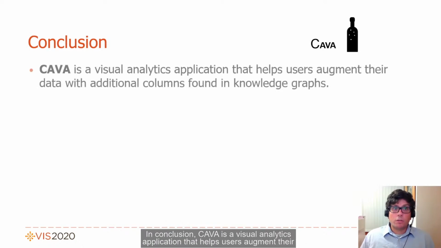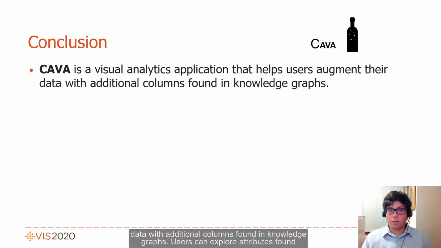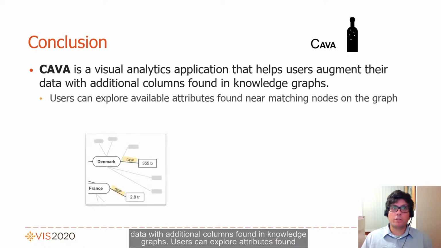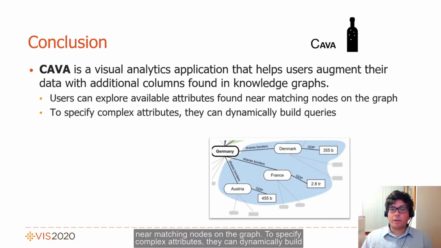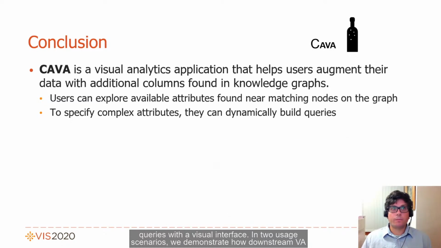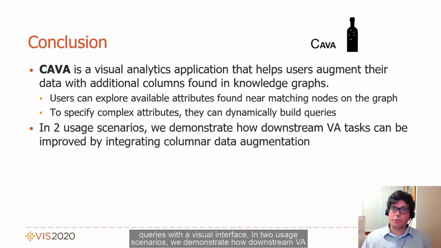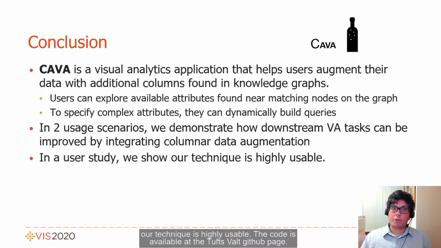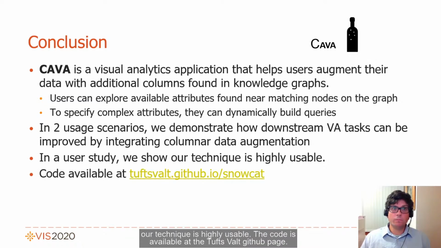So in conclusion, Cava is a visual analytics application that helps users augment their data with additional columns found in knowledge graphs. Users can explore available attributes found near matching nodes on the graph. And to specify complex attributes, they can dynamically build queries with a visual interface. In two usage scenarios, we demonstrate how downstream visual analytics tasks can be improved by integrating columnar data augmentation. And in the user study, we show our technique is highly usable. And the code is available at the Tufts Vault GitHub.